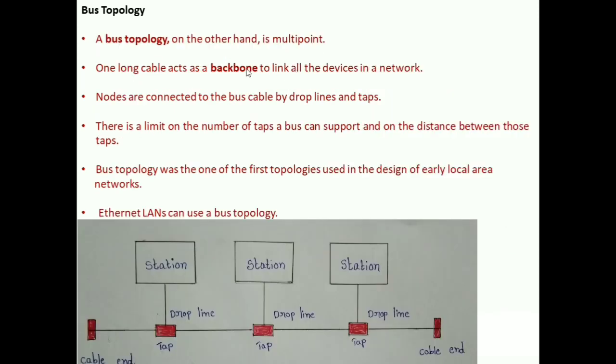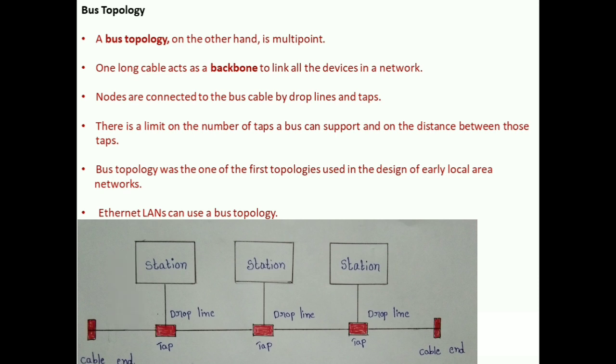The next topology is bus topology. So the bus topology here, it is multi-point. So the previous mesh topology and star topology are point-to-point connections, whereas the bus topology is multi-point connection. So here one long cable acts as a backbone. See, this is a cable. So this long cable acts as a backbone which links all the devices in the given network.